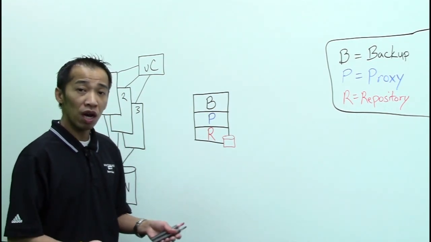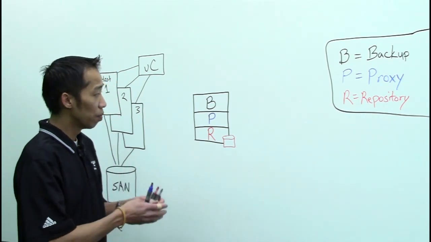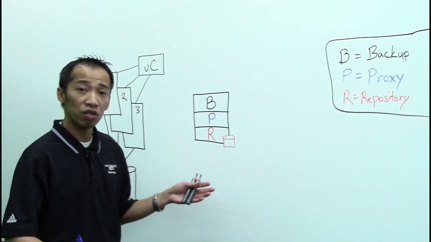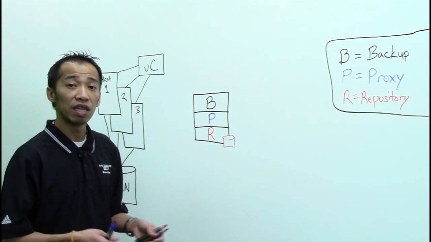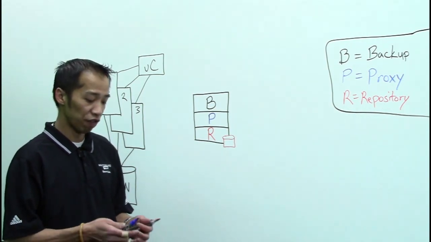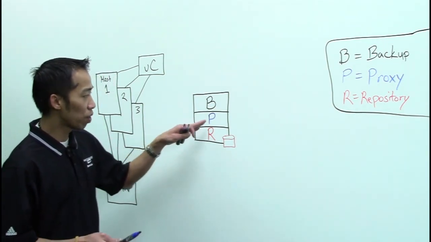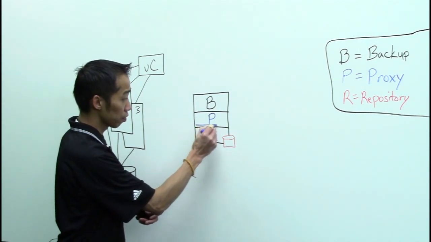Before we talk about how to best break apart the architecture of Veeam, let's talk about the data flow. How does the data actually flow? And I'll draw the proxy here.